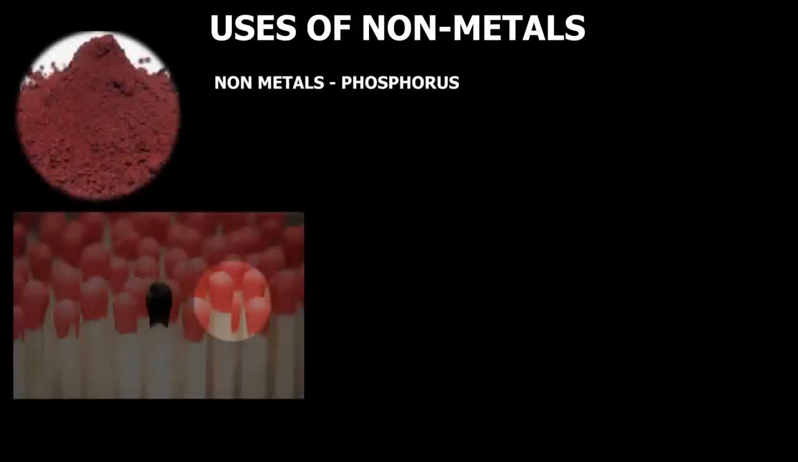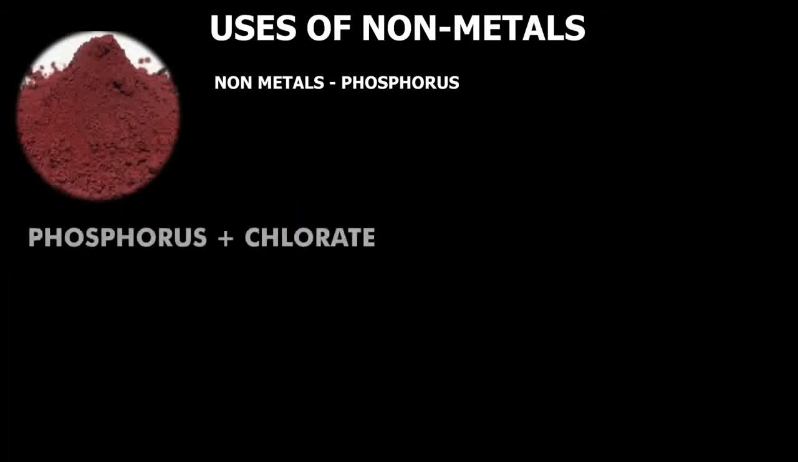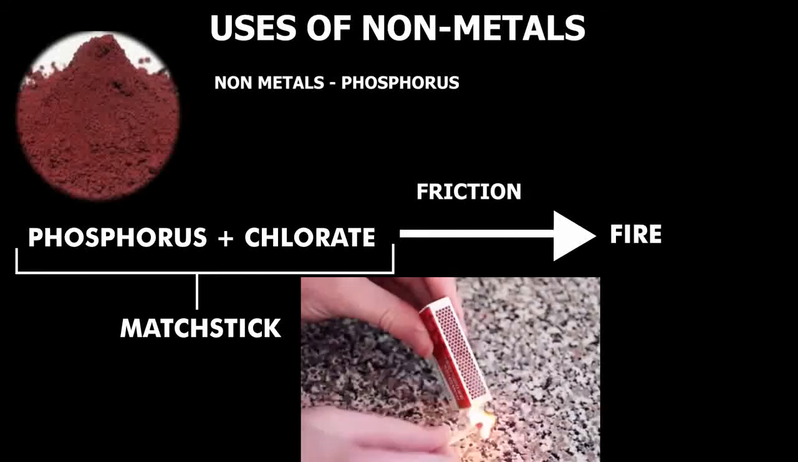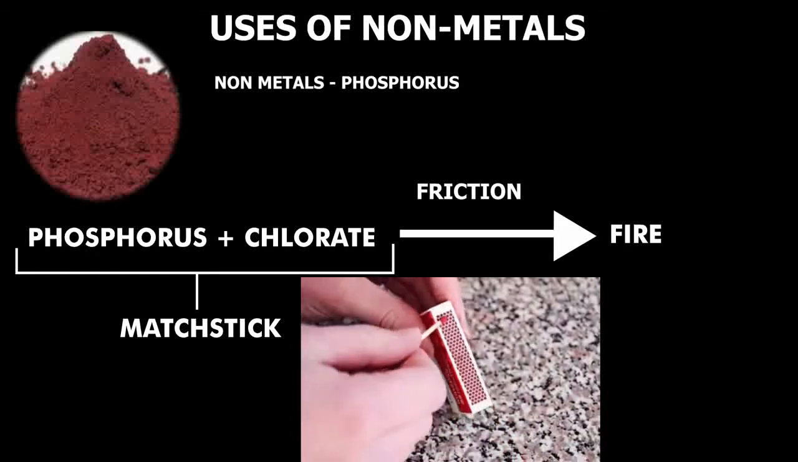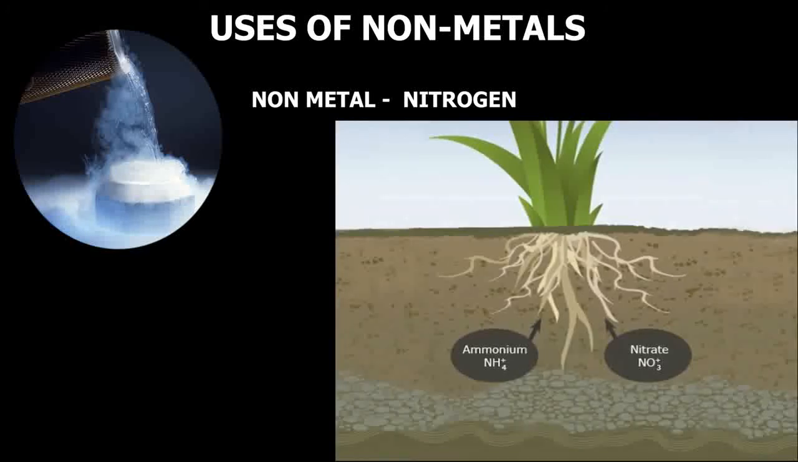Phosphorus is used in matches, rat poison etc. Matchsticks contain phosphorus and chlorate which, on friction, act like an explosive and help the wooden stick to burn. Nitrogen is the base material of proteins which are used by living beings for growth. In plants, ammonia is a good source of nitrogen. Ammonia is made from the non-metal nitrogen.